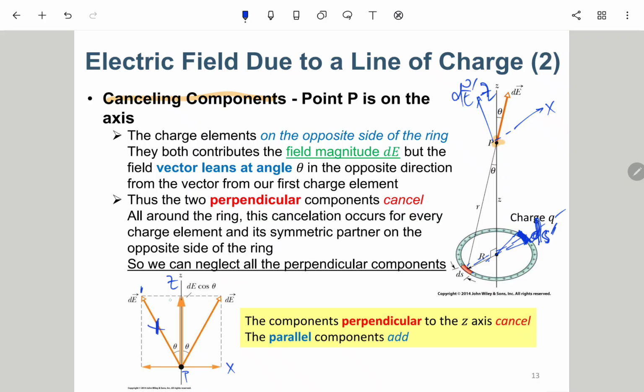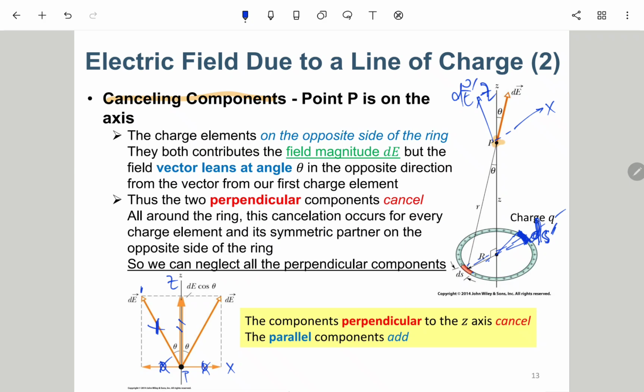And then similarly, we can just decompose it along the x-axis and z-axis. So the z-axis component, this one and this one point to the same direction, but for the x-axis component, this one and this one actually point to opposite directions, but with the same magnitude, so they cancel each other. So the only remaining component is the z-axis component. We don't need to consider the E field along other axes. So this is the idea of canceling components.